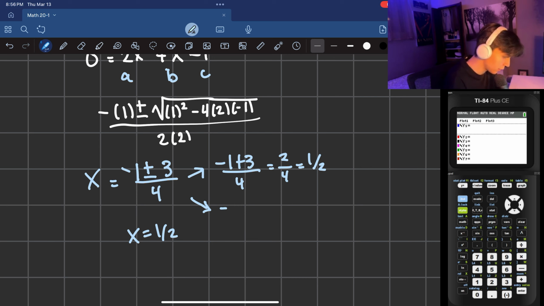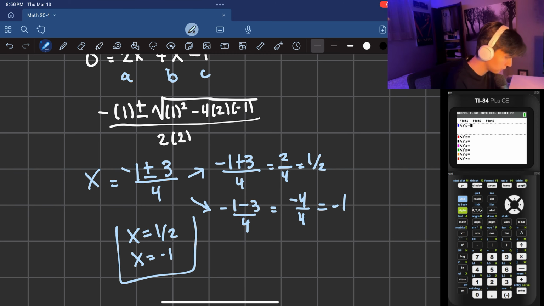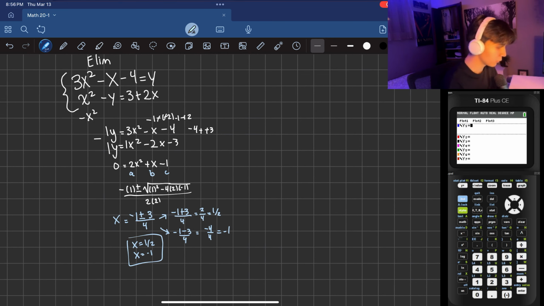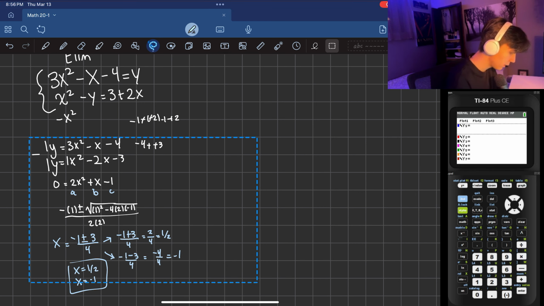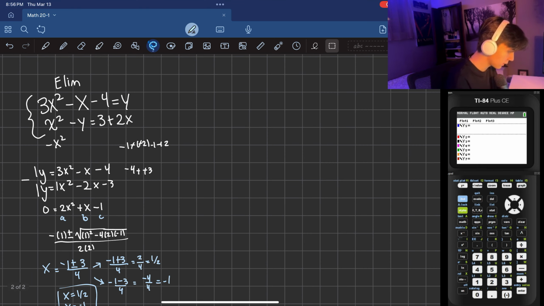Now let's try the other solution. So negative 1 minus 3 over 4. That gives you negative 4 over 4 equal to negative 1. So you have x is equal to negative 1. So now we found our two solutions for x. All we have to do is we're going to substitute our values back into one of our lines. And what that's going to look like is this.